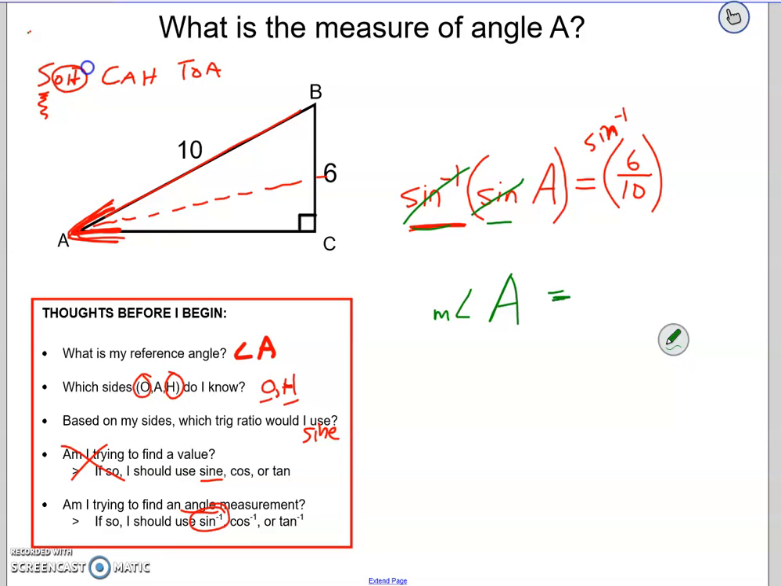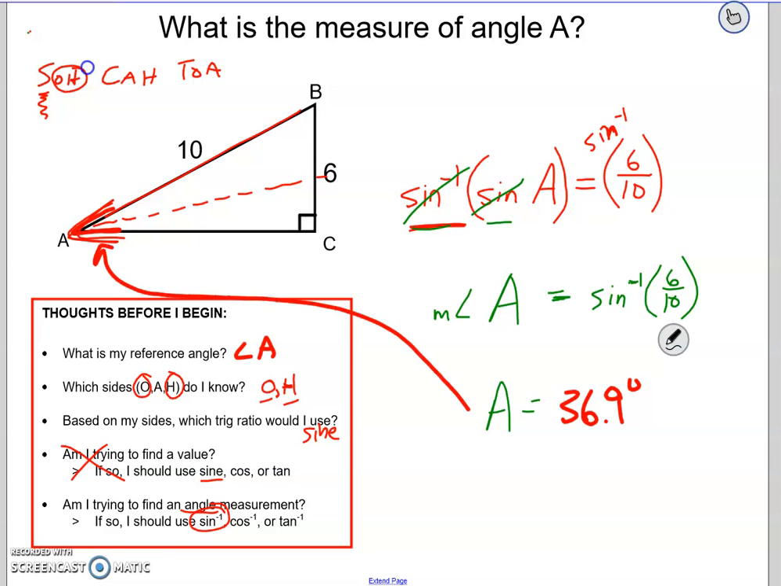Over here, I'd have to plug into my calculator the inverse sine of 6/10. And when I do that, maybe I'll rewrite it down here first. The inverse sine of 6/10, so it looks like a little -1 up there. When I plug that into my calculator, I found out that angle A ends up being 36.9 degrees approximately. That's what this angle is, which I know about because I have these measurements. So again, using that indirect measurement concept.